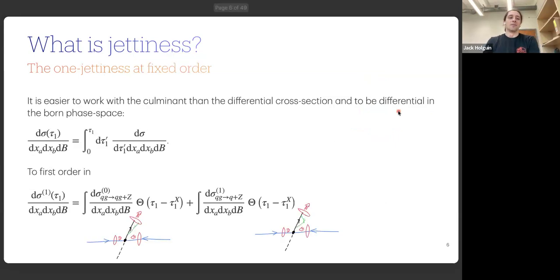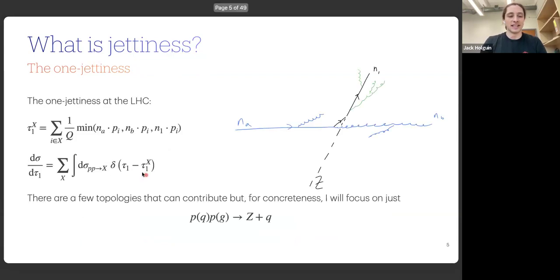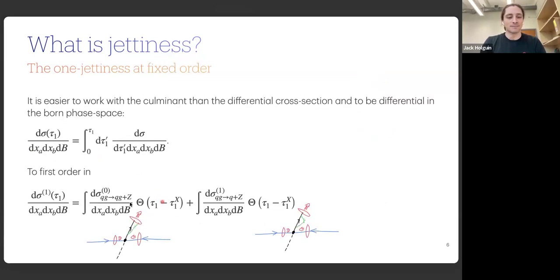Okay. So how do we compute this? Let's look at this at one loop. And doing so is easier to look at the cumulant. So we integrate over the values of the jettiness up to some cut, which I'm calling tau1. And doing so turns the delta function in the differential distribution here to being theta functions. It's basically asking that we're inclusive of everything less than some value of jettiness. So we're inclusive of everything that's perfectly collimated down the three axes up to some cut.